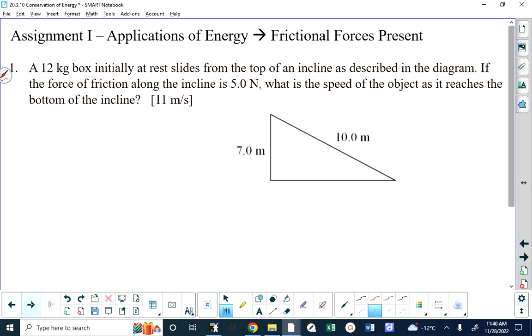So now you can work on assignment 1, which deals with situations where forces of friction are present. I would recommend making sure that you go through and do any of the remaining questions as well that didn't get done. Is it just part 1 and 2? I think so, eh? Okay.